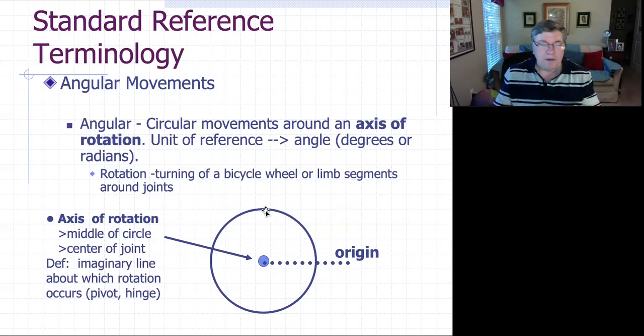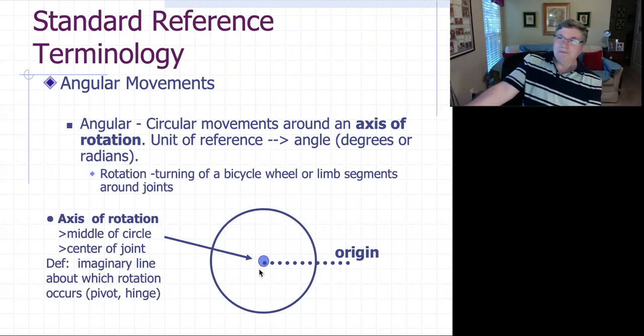That means that any position or movement that's counterclockwise to the origin is given a positive designation, either in degrees or radians, and then any movement in the opposite direction is given a negative number. Simple, simple rules. Counterclockwise is positive, clockwise is negative. So when we take the difference between the two, we're going to have to keep those signs in mind. So a reminder that the axis of rotation is the middle of a circle. It's an imaginary line around which movement occurs.